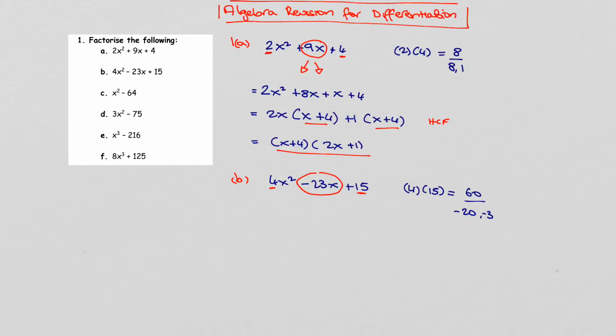So we then take these two factors and replace minus 23x with my two factors there, minus 20 and minus 3.